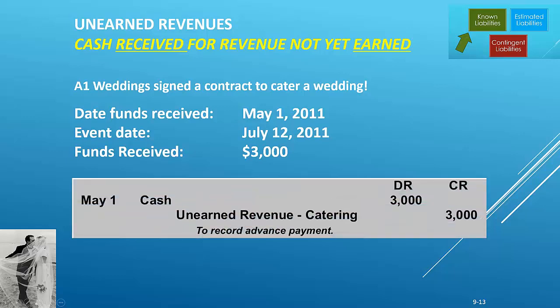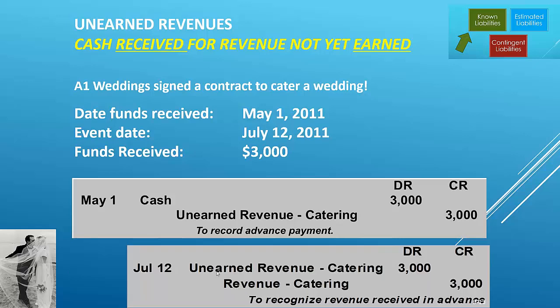Okay, so they're obligated to cater the wedding. They've received the cash up front. So in this case, we're going to take in the cash on May 1st when the couple pays us the $3,000, and the rest of it goes into an unearned revenue account. Now you notice that that is a credit, and that makes sense because we increase liabilities with a credit. So this unearned revenue is a liability to us until the wedding day, and we cater the wedding, and then that unearned revenue gets debited and revenue gets credited, and that's how that whole transaction turns out.